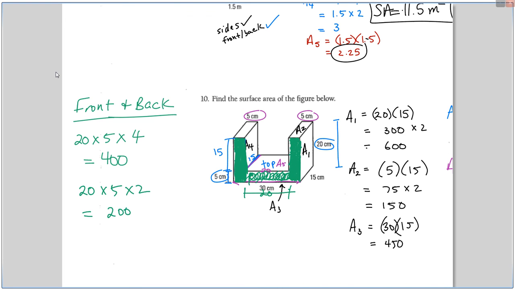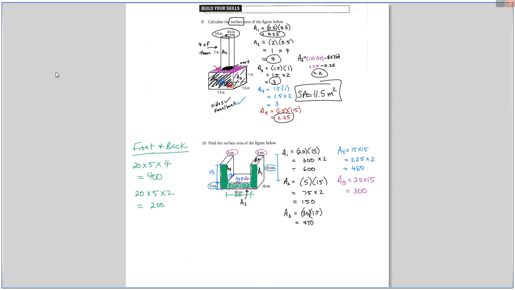Now all we do, guys, is add all these up. Starting at A1. So that's why we stay organized. 600 plus 150 plus 450 plus 450 plus 300 plus 400 plus 200. It's 2550. Now I'll put the units, centimeters squared. There's the total surface area. Do you think you guys could do this on a test? Chunk things into rectangles, keep things organized.